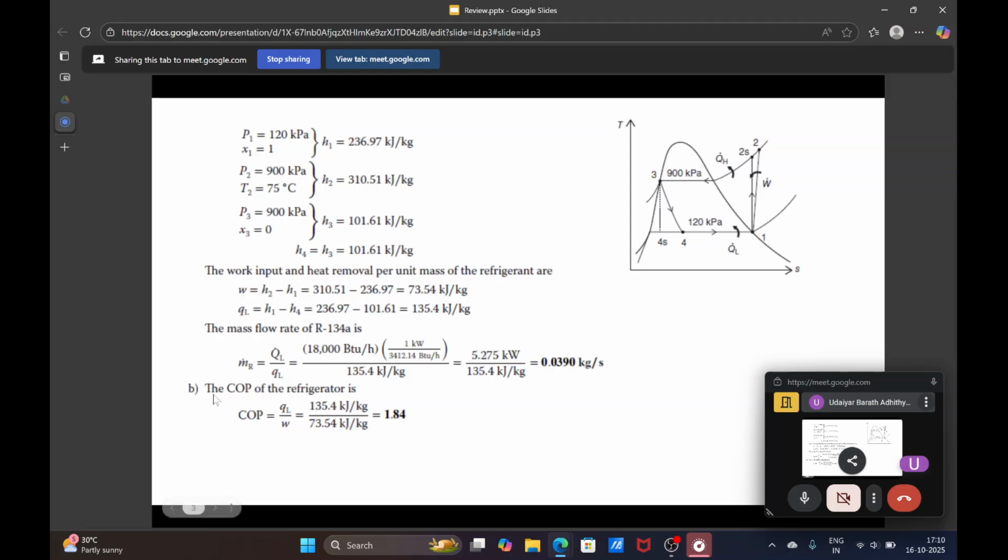Next is the COP of the refrigerator. So COP is nothing but your desired output by your input. So your desired output is your cooling requirement here. So QL divided by W. Because mass will get cancelled out, we can write straight away in terms of specific quantities. So QL by W will be equal to 135.4 divided by 73.54 kilojoule per kg. So that gives you a COP of 1.84. So this is your COP when you are operating as a vapor compression cycle.